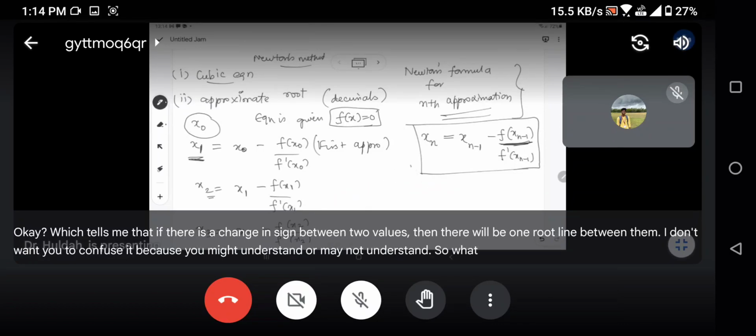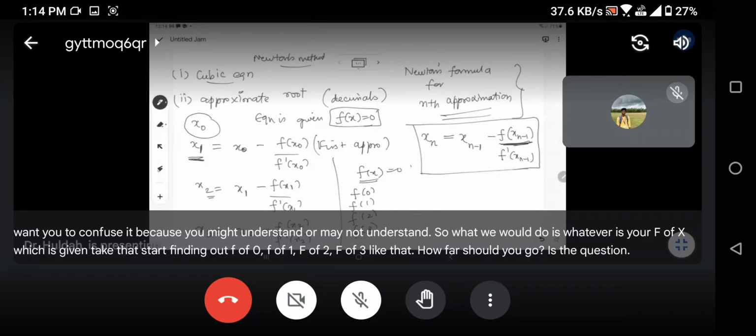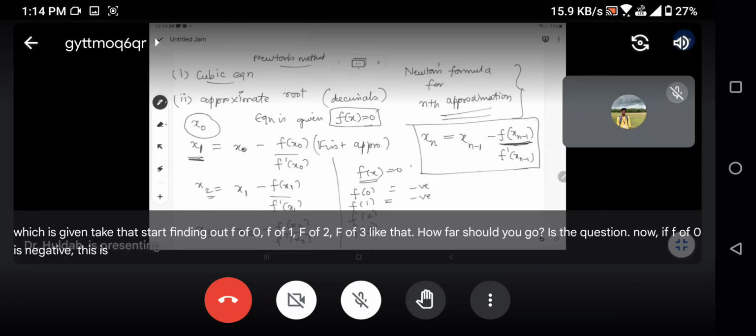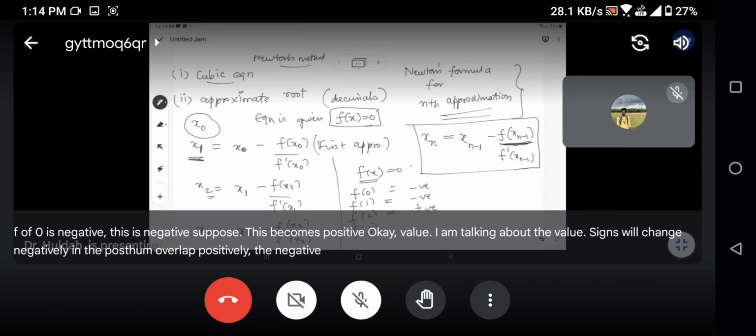So what we would do is, whatever f of x is given, take that and start finding out f of 0, f of 1, f of 2, f of 3, like that. How far should you go is the question. Now, if f of 0 is negative, this is negative. Suppose this becomes positive. I'm talking about the value. Signs will change, negative to positive or positive to negative, no problem.